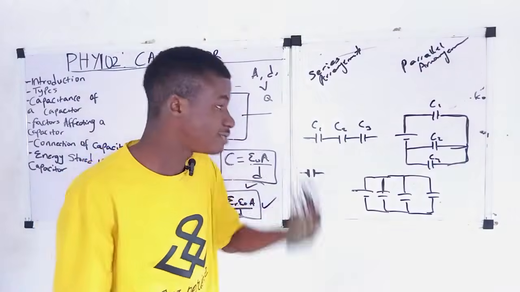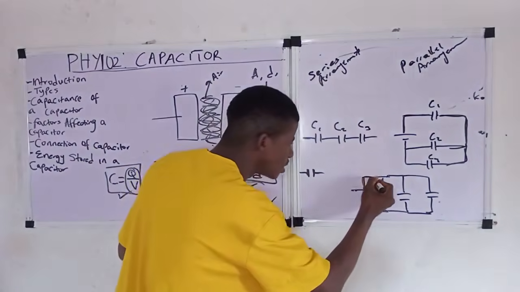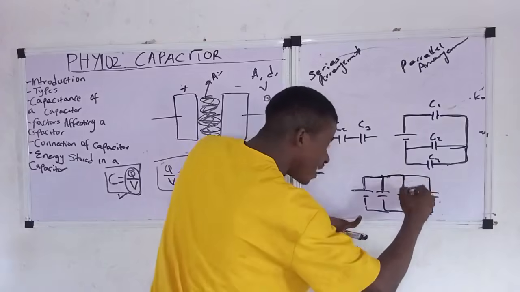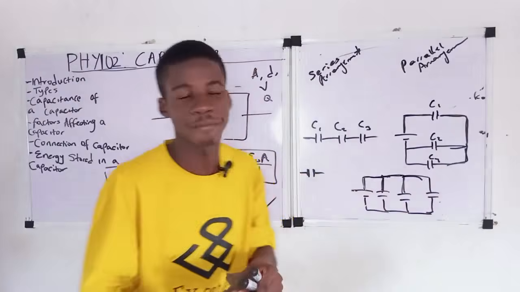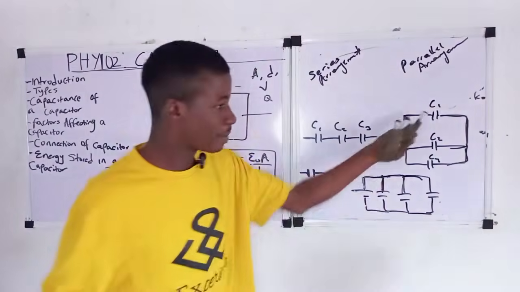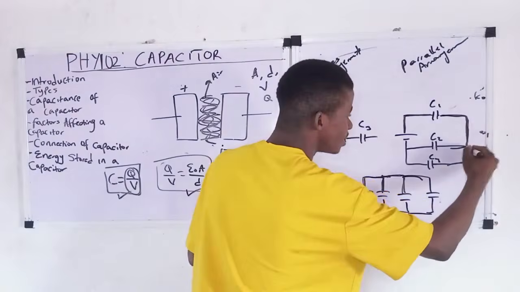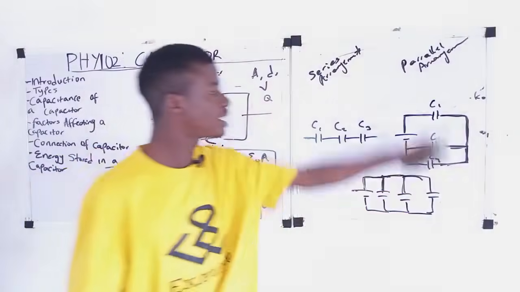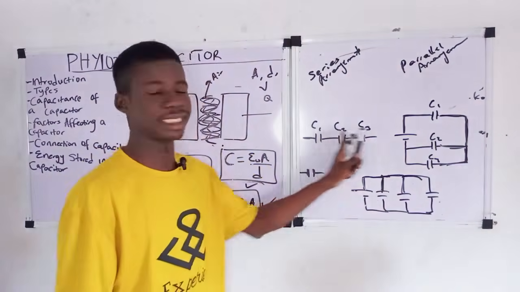But in a parallel arrangement, there must be division. Look at this one here. At this point it divides. Go here, see, it divides. So these capacitors are all parallel to each other. Look at this one, they are parallel too. You go to this place and it divides. So these three capacitors are parallel, while in this one they are in series.